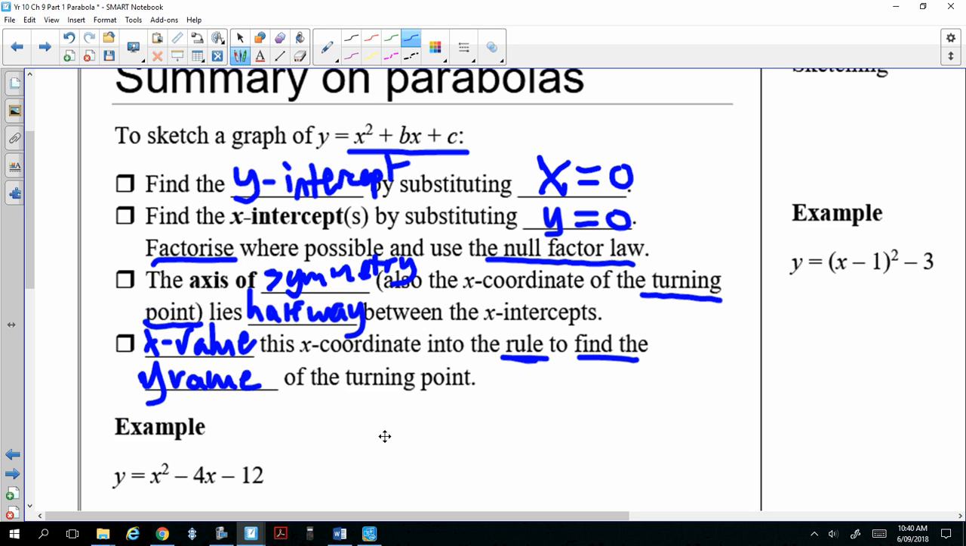Actually, not x value. Substitute. That should be substitute. Okay. Right. So that's a summary.